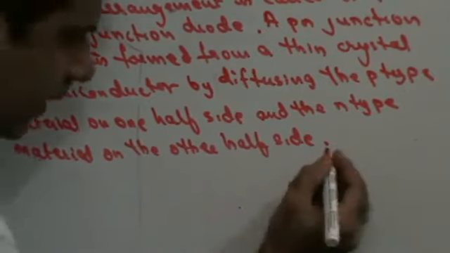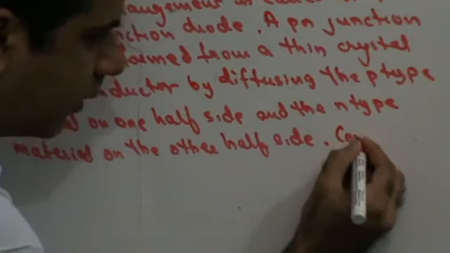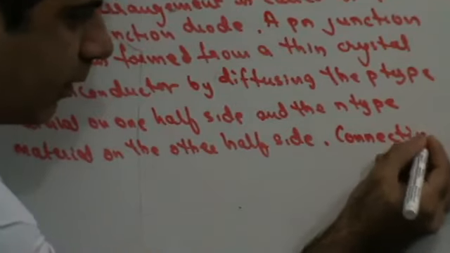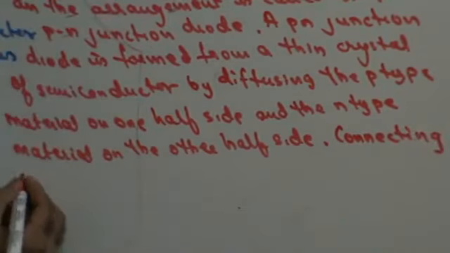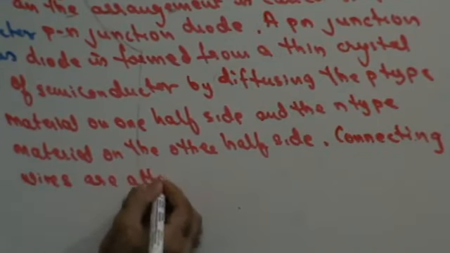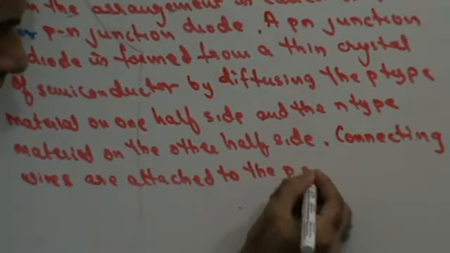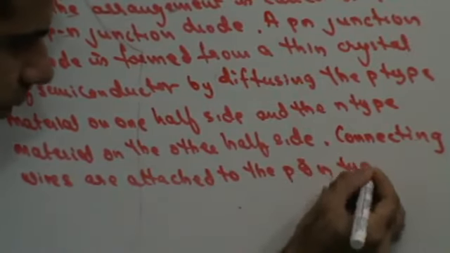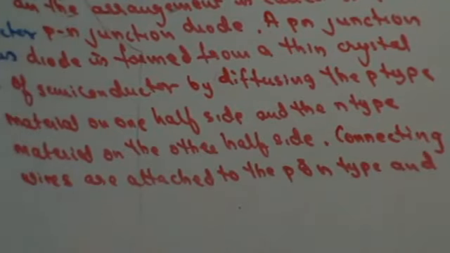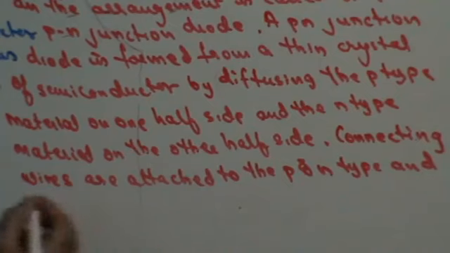Connecting wires are attached to the P and N regions, and the crystal is then covered in plastic material.